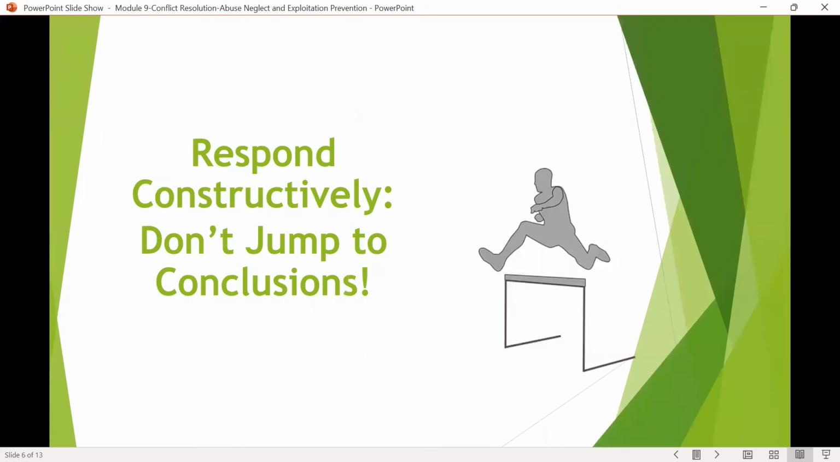The third strategy for de-escalating and resolving conflict is to respond constructively. These next 4 slides discuss ways to respond constructively. The first is not to jump to conclusions. Can you think of a time when you jumped to a wrong conclusion because you didn't have all the information? Be sure to gather all the facts before you respond to situations involving conflict.